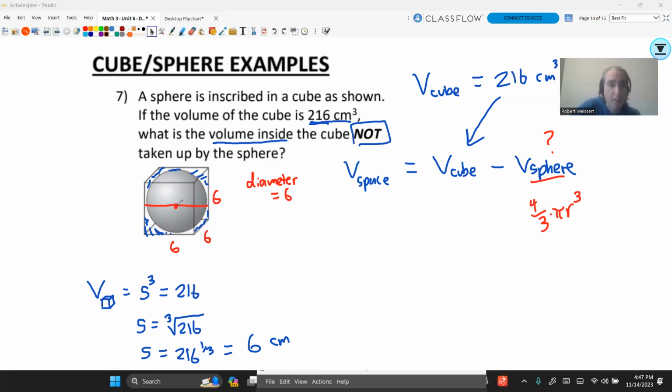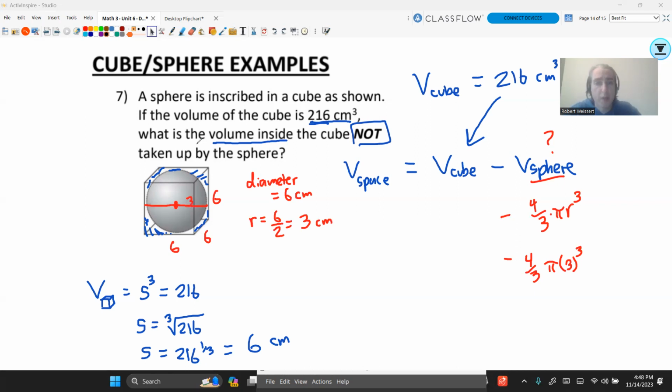So if I know that that's going to be the center of the sphere, then I know my radius is going to be 6 divided by 2. So the radius is your diameter 6 divided by 2, which is going to be 3, in this case centimeters. So now I can plug that in to get my volume. It's going to be 4/3 pi times 3 to the third power.